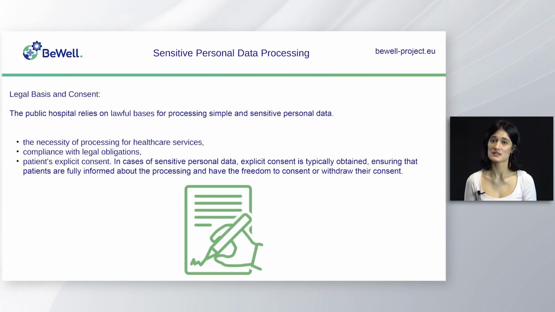Sensitive personal data processing. Legal basis and consent. The public hospital relies on a lawful basis for processing both simple and sensitive personal data. This may include the necessity of processing for the provision of healthcare services, compliance with legal obligations, and the patient's explicit consent. In cases of sensitive personal data, explicit consent is typically obtained, ensuring that patients are fully informed about the processing and have the freedom to consent or to withdraw their consent.